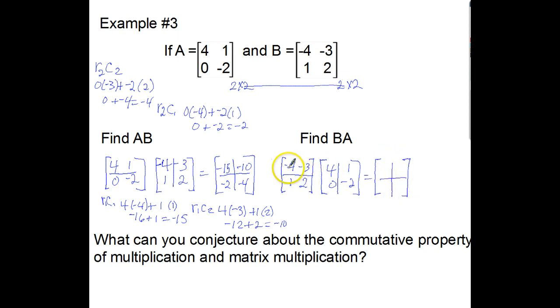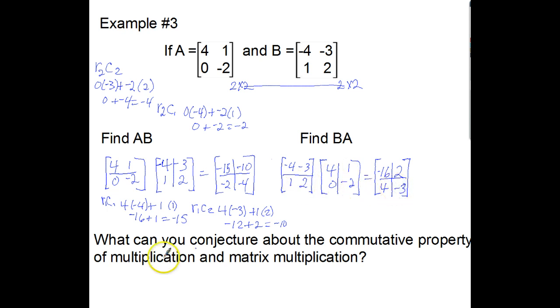And we proceed. First in the row times first in the column, negative 16 plus 0 is negative 16. Row 1 times column 2, negative 4 and positive 6 is 2. Row 2 times column 1, 4 times 4 plus 0 is 4. And row 2 times column 2, 1 times 1 is 1, and negative 4 is negative 3.